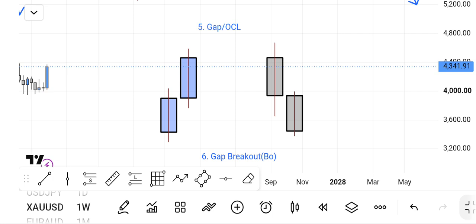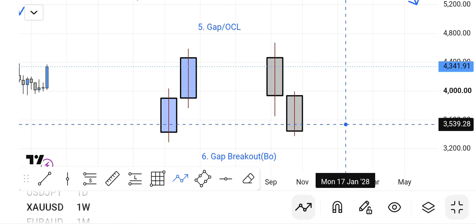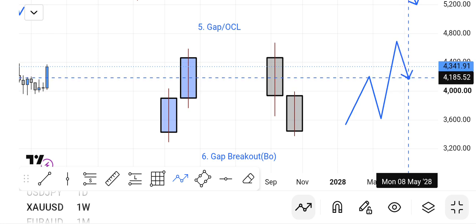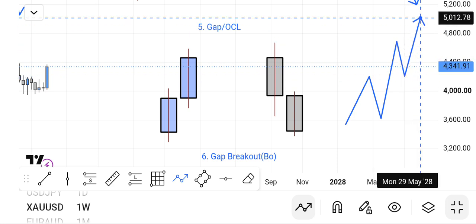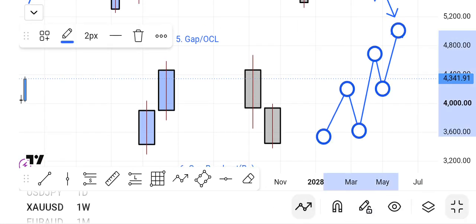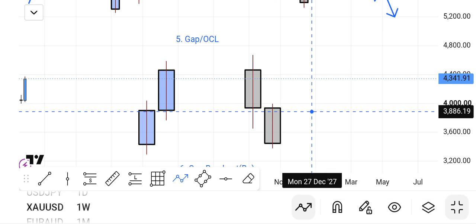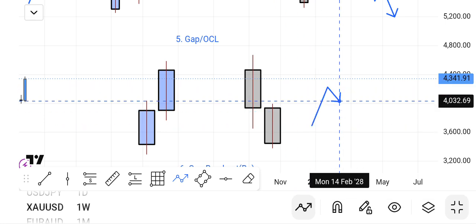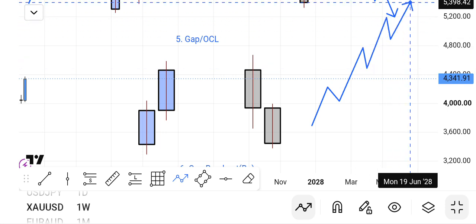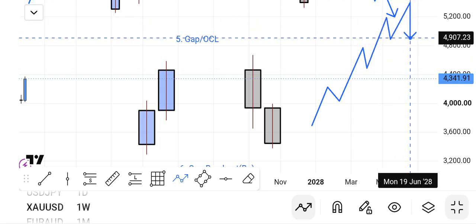This is literally a continuation move. As you can see, price sometimes moves like this. This is literally how we expect price to move. This is what we are taught. But price doesn't always move like this. Price sometimes moves like this. If you see gold, in fact, we are in gold, you see that price literally moves like this sometimes. Then maybe like this.